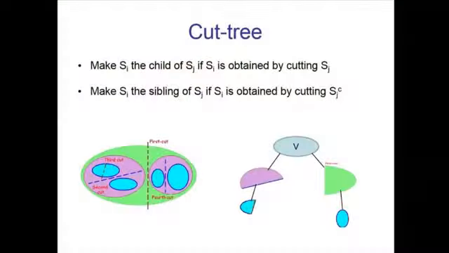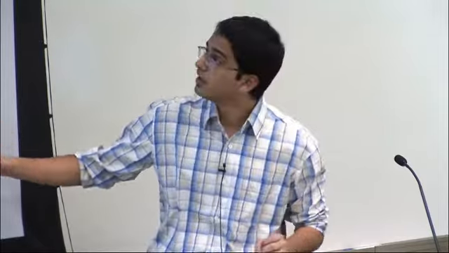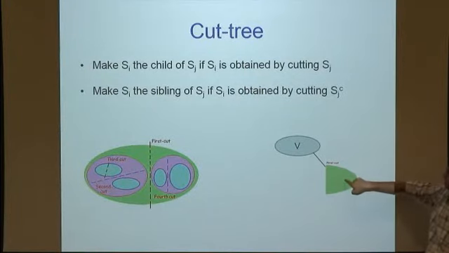So as a first attempt, let me use these rules to construct a tree. I'll make S_i the child of S_j if S_i is obtained by cutting the smaller side of the previous cut. Otherwise, I'll make it a sibling of S_j. Let me illustrate it with a picture over here. In this graph, I'll put V as the root of the tree. And the first cut I make is a trivial cut, so let me just make it the child of V. Now the second cut that I make is obtained by cutting S1 complement, right? So using the second rule, I'll make it a sibling of S1.